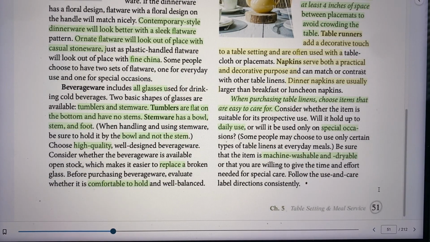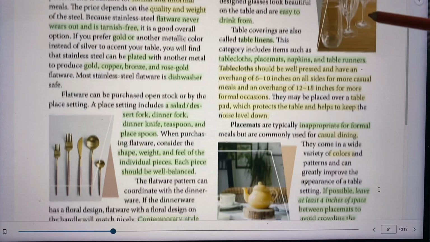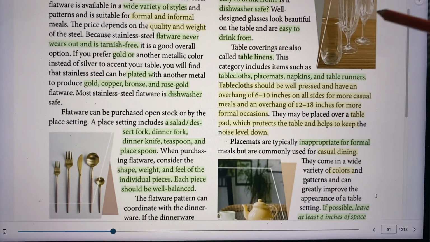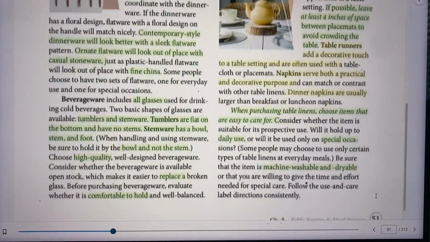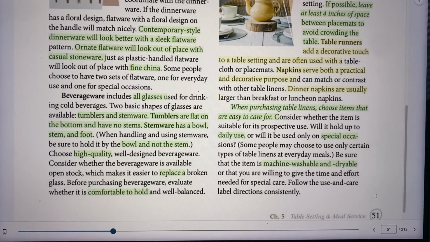So when handling stemware, be sure to hold it by the bowl and not the stem. If you just hold it by the stem, it's going to tip over. Put your hand underneath the bowl with your fingers there to hold it, is what they're saying. I think that's important, otherwise you might spill your water.